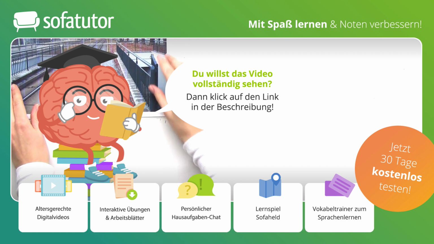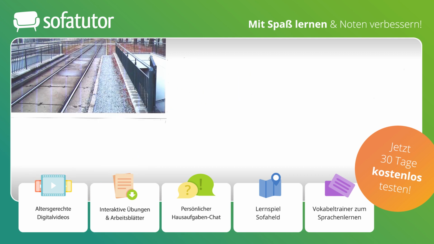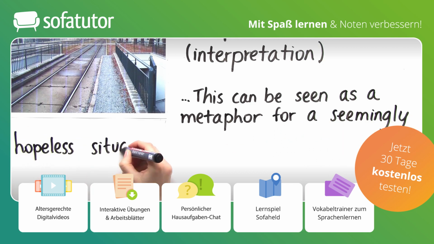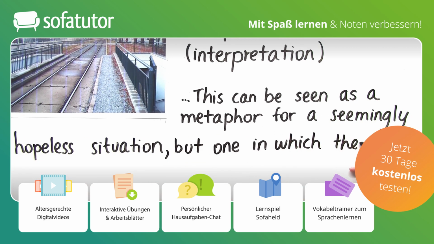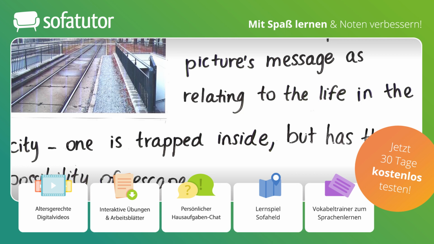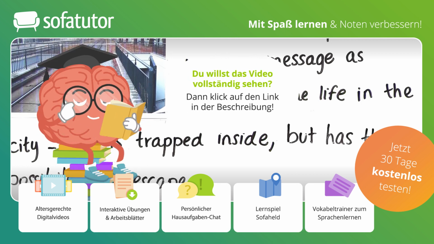We finished our analysis with saying that although there is a sense of limitation, the rail tracks give us an opportunity to escape. Let's look at how we can interpret all this and finish our photo discussion. This can be seen as a metaphor for a seemingly hopeless situation, but one in which there is a way out. One could interpret the picture's message as relating to the life in the city. One is trapped inside, but has the possibility of escape.